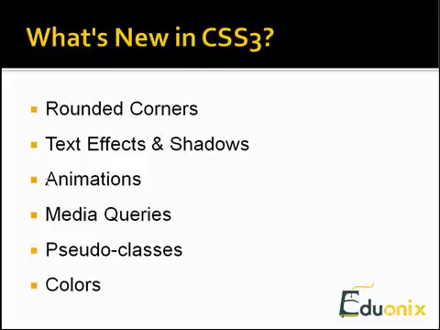Animations, we can have certain objects animate from one style to the next. So for instance, we could have a color property go from red to a color property of green, kind of fade in and out. So you can do different things with animations in CSS3. Media queries, which allow us to have responsive templates, pseudo classes, and new colors and color functions.